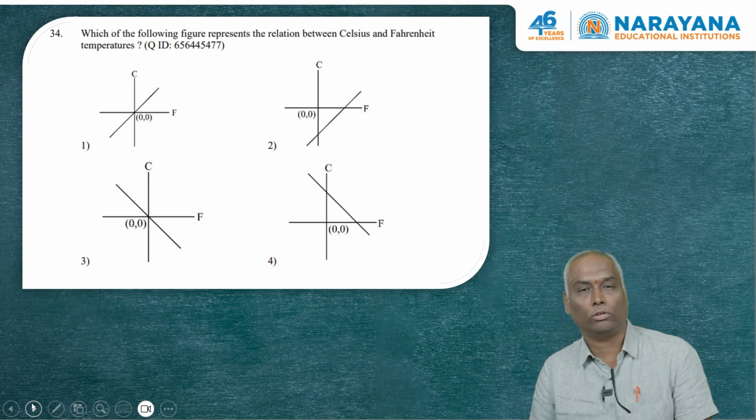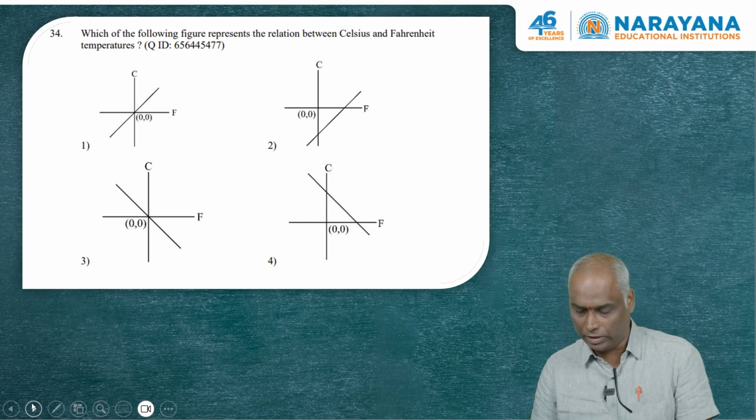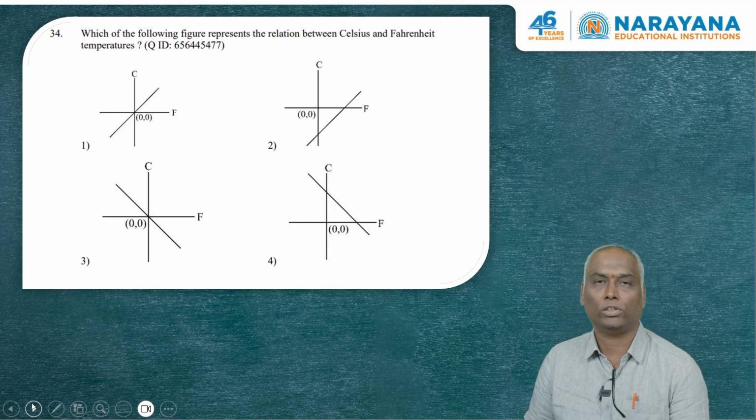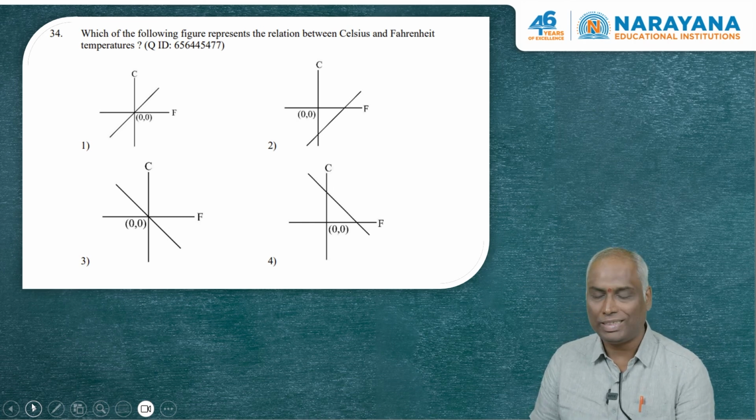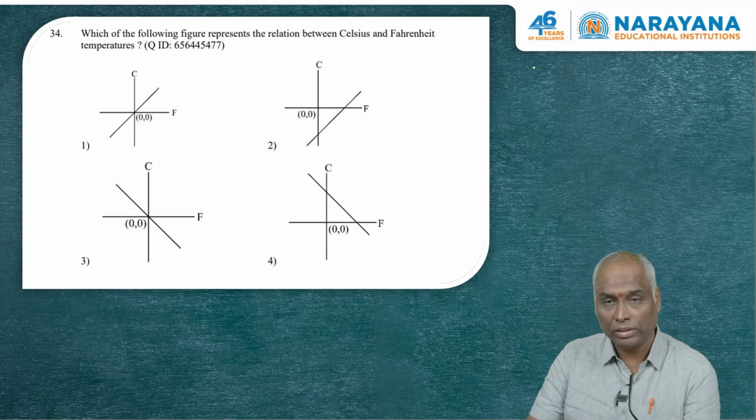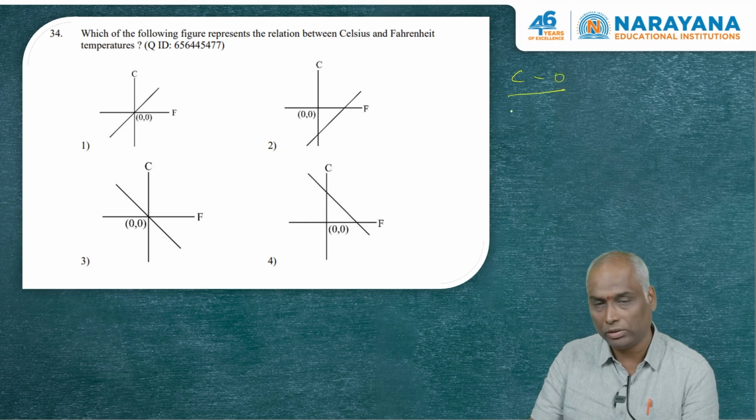Next, question number 34. Which of the following figures represents the relation between the Celsius and Fahrenheit temperatures? So a graph is drawn between Fahrenheit and Celsius. To draw the graph, first of all we should know the relation between Celsius and Fahrenheit. According to the principle of thermometry, it is (C minus 0) divided by the upper fixed point, which is 100 minus 0, that is 100, equal to (F minus 32) divided by 180.